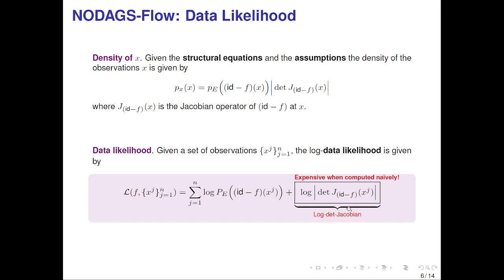And this is because in order to evaluate this, we need gradient calls, which are in the order of d squared, where d is the number of nodes in the graph.